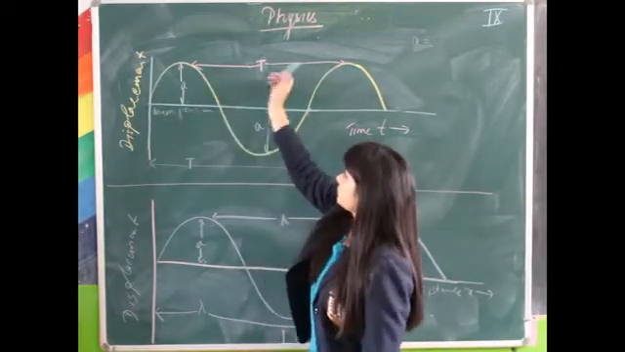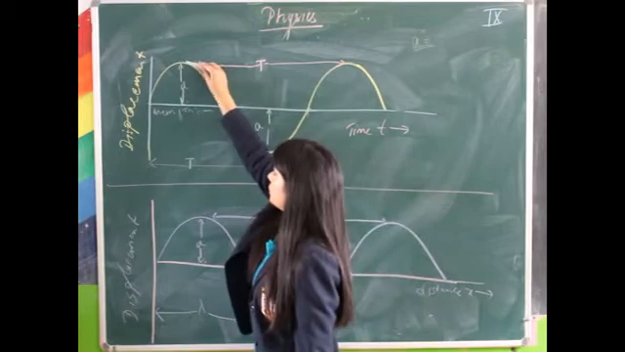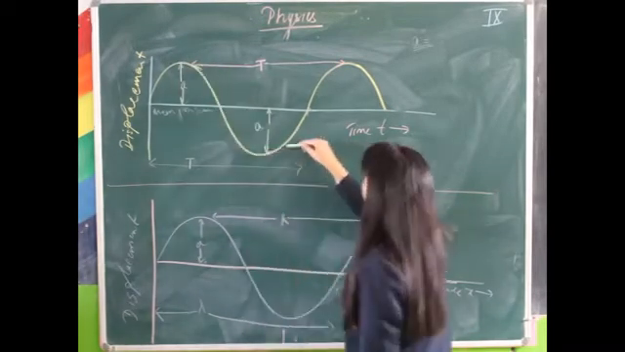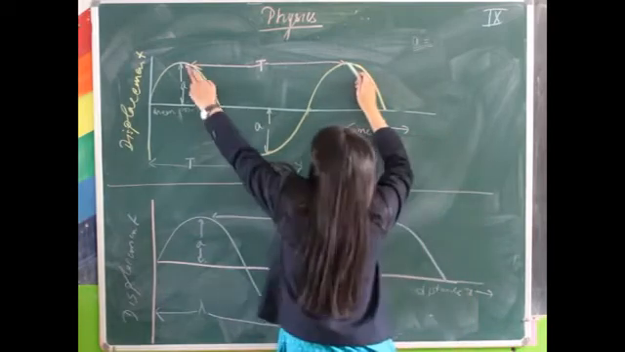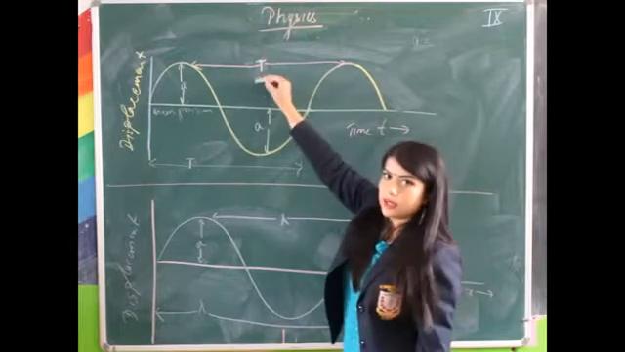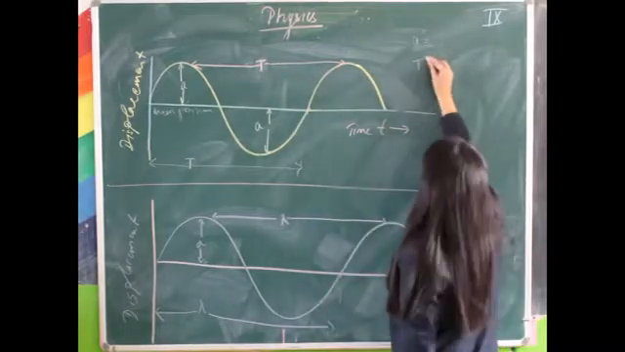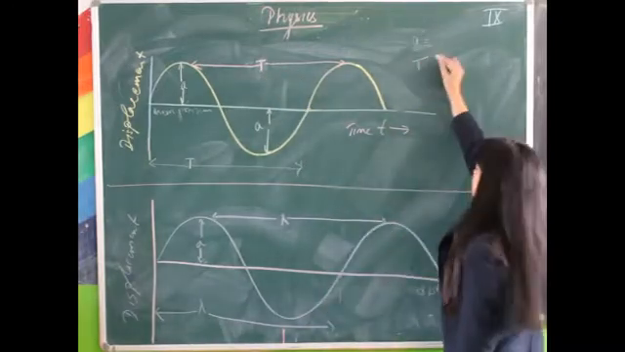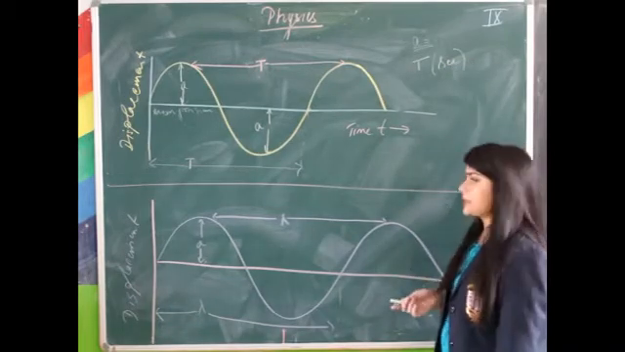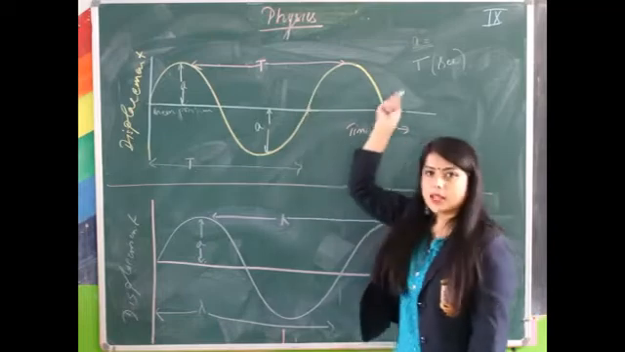In this one, suppose we take this top position and we start our journey from here. We go down, again we come up to the same position. So the time taken to complete one whole cycle is known as time period. Time period is denoted by T. It is measured in seconds. How much time it has taken to complete one cycle, that is your time period.